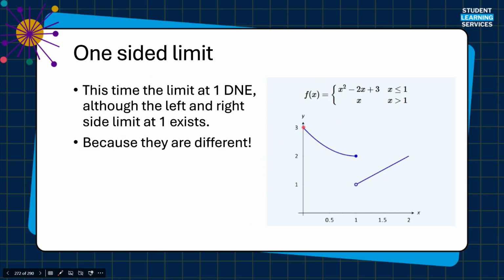For example, we have this function. For x less than or equal to 1, it looks like this, with the input at 1, and for x greater than 1 it is just equal to x. The limit at 1 is DNE, which means does not exist, although the left and right side limits at 1 exist. Approaching from the left, the limit is 2. Approaching from the right, it is 1. So one is 2 and the other is 1, which means they're different. So the limit at 1 does not exist.